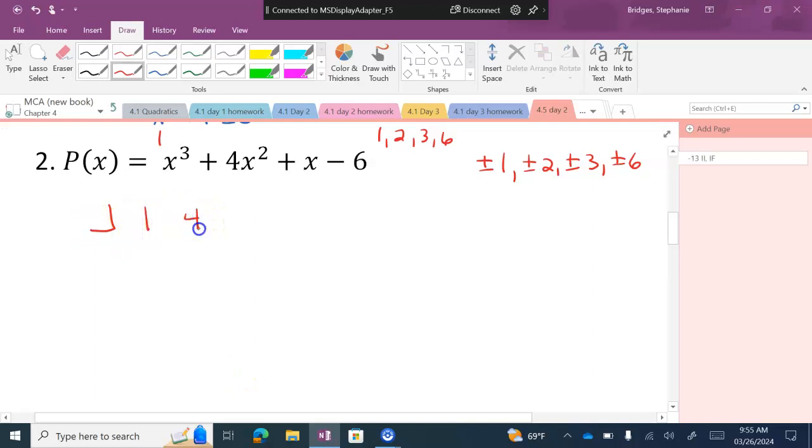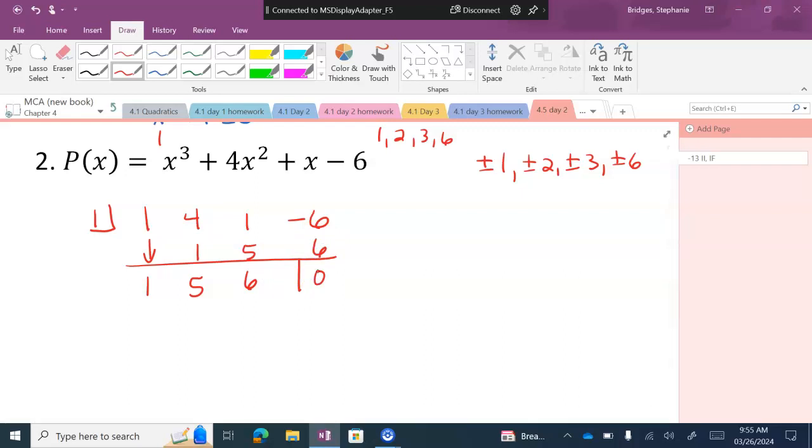1x to the third, 4x squared, 1x minus 6. Did we get lucky this time in the first one we tried? Yeah. Okay, so we're going to try positive 1, and it lucks out that this one actually works. Everybody good with that? Okay, now before I continue, here's my trick.